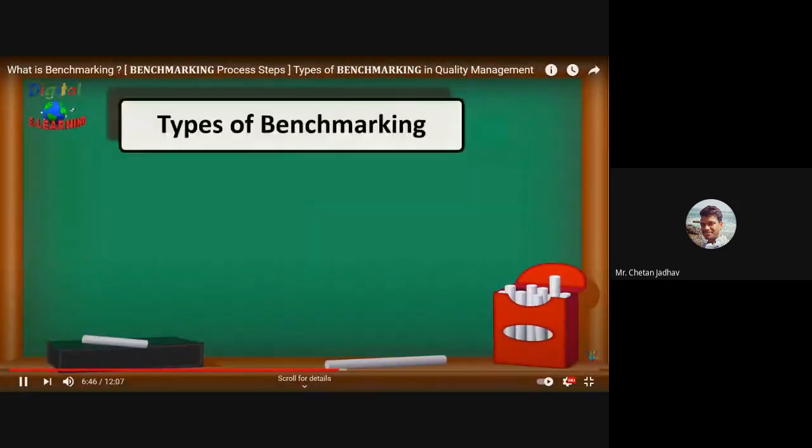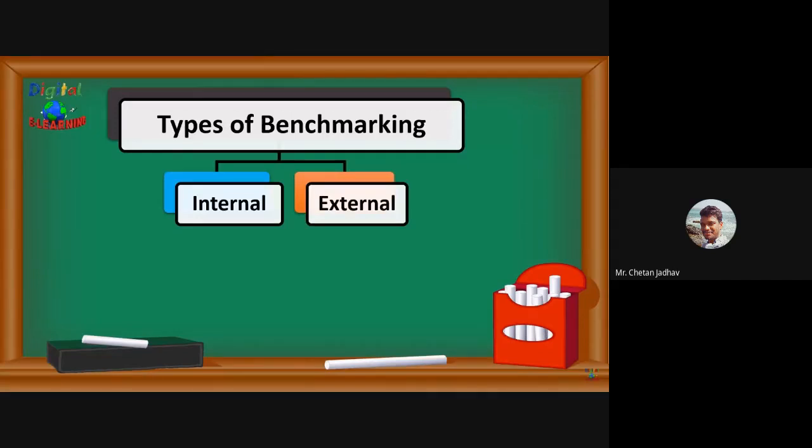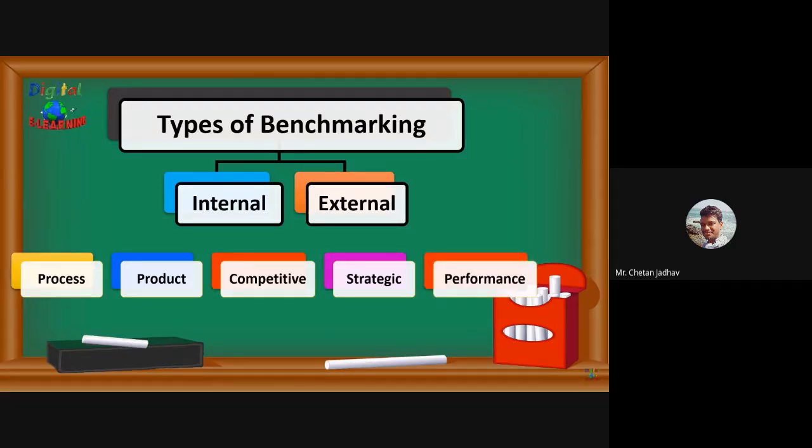Types of benchmarking. Typically, they are of two categories: internal benchmarking and external benchmarking. Internal benchmarking is like comparing the performance between the different groups or teams within the organization. And external benchmarking is like comparing the performance with different companies or across industries. Within these broad categories, there are other specific categories of benchmarking, which are process benchmarking, product benchmarking, competitive benchmarking, strategic benchmarking, and performance benchmarking.